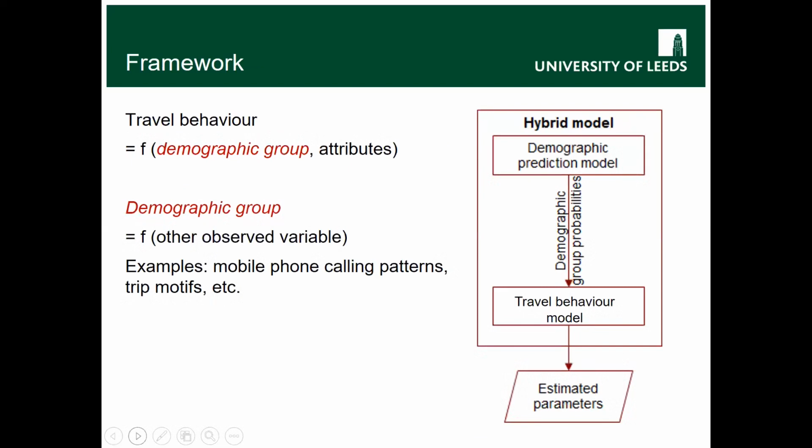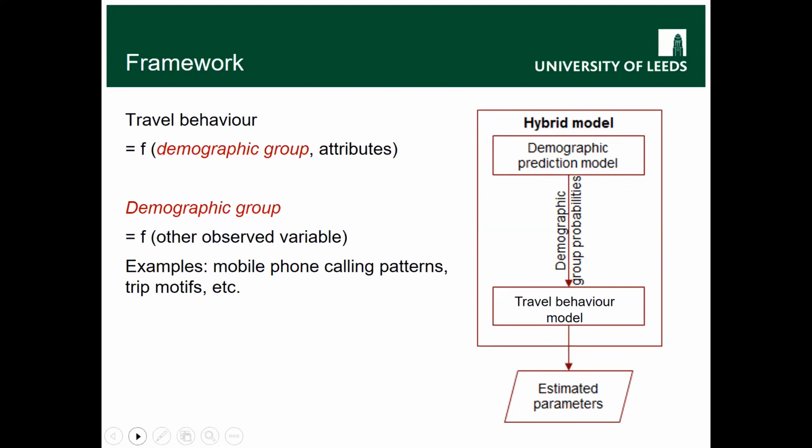So the basic framework here was, we know that travel behavior is a function of the demographic group and the attributes of the alternatives, like attributes of modes, for example. But this demographic group is unobserved in the mobile phone CDR. Our hypothesis was that we could predict the demographic group from the other observed variables we had from the CDR data, especially their phone calling patterns, the trip motives, etc.